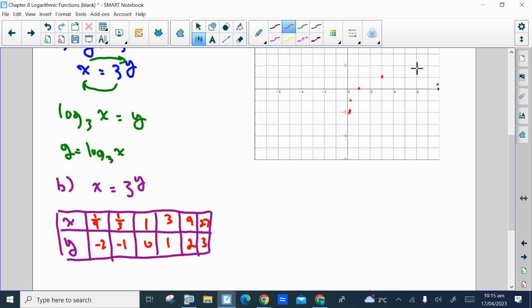(9, 2), which I'll have to kind of estimate where that is, and I don't really have room to put the other point on there, the point (27, 3), but that's okay.